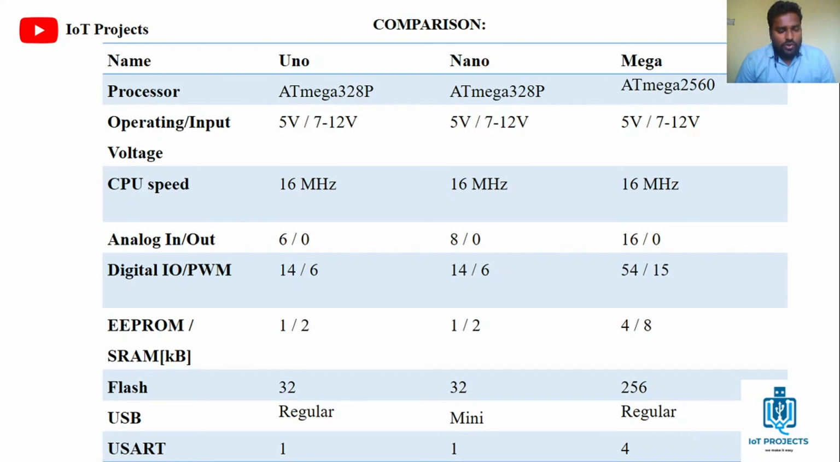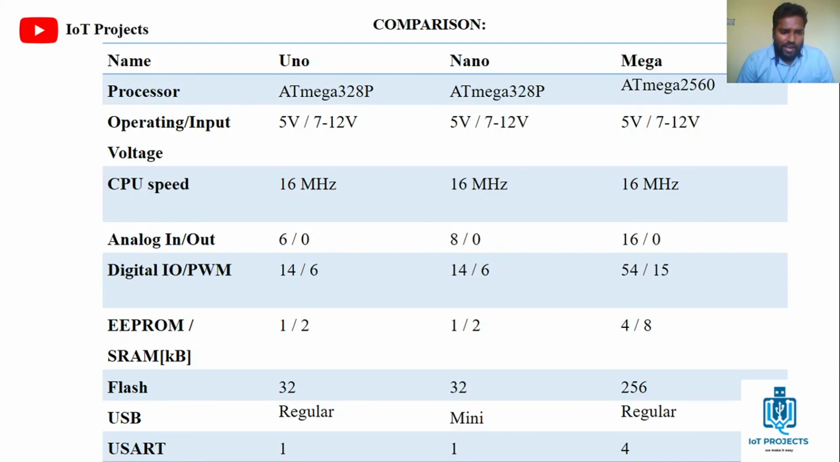The operating input voltage is the same for all, and the CPU speed is the same for all. Here the difference comes with the analog input output pins. In Arduino Uno there are 6 analog pins. In Arduino Nano there are 8 analog pins, and in Mega it is double, 16 analog input output pins.